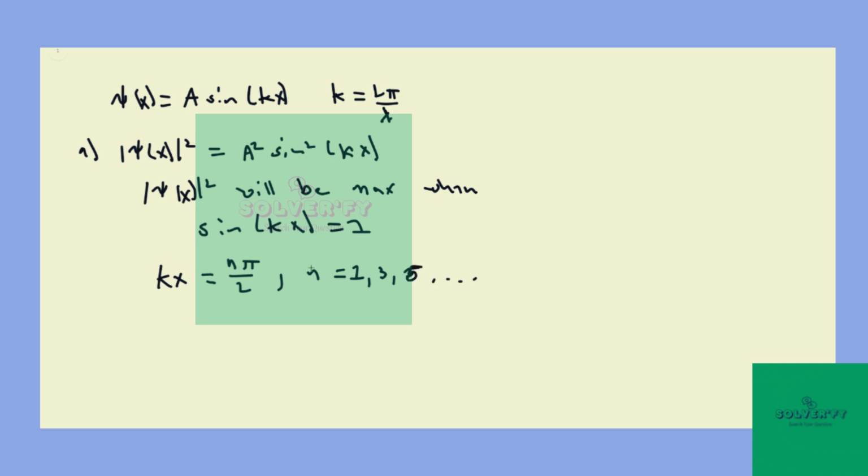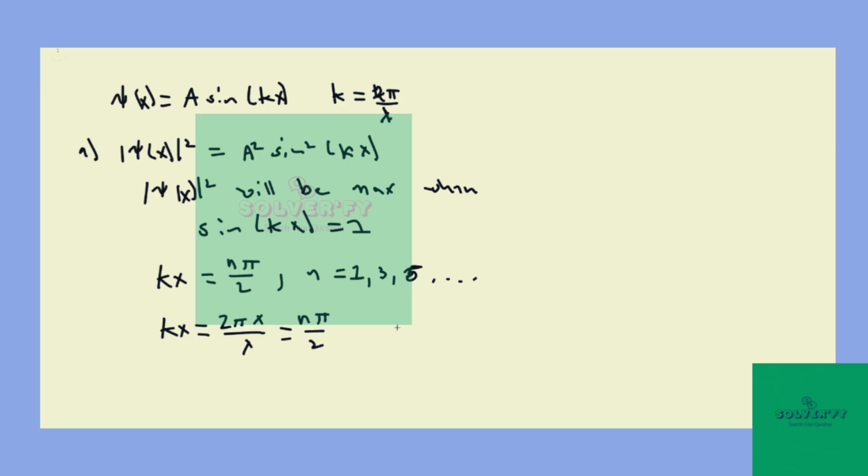If you see, at n equals 1, this is pi by 2. Sine of pi by 2 is 1. At n equals 3, this is 3 pi by 2. Sine of 3 pi by 2 is 1, and so on. Now to solve for x, we can plug in k here, and we get kx is equal to 2 pi x over lambda, which is going to be equal to n pi over 2.